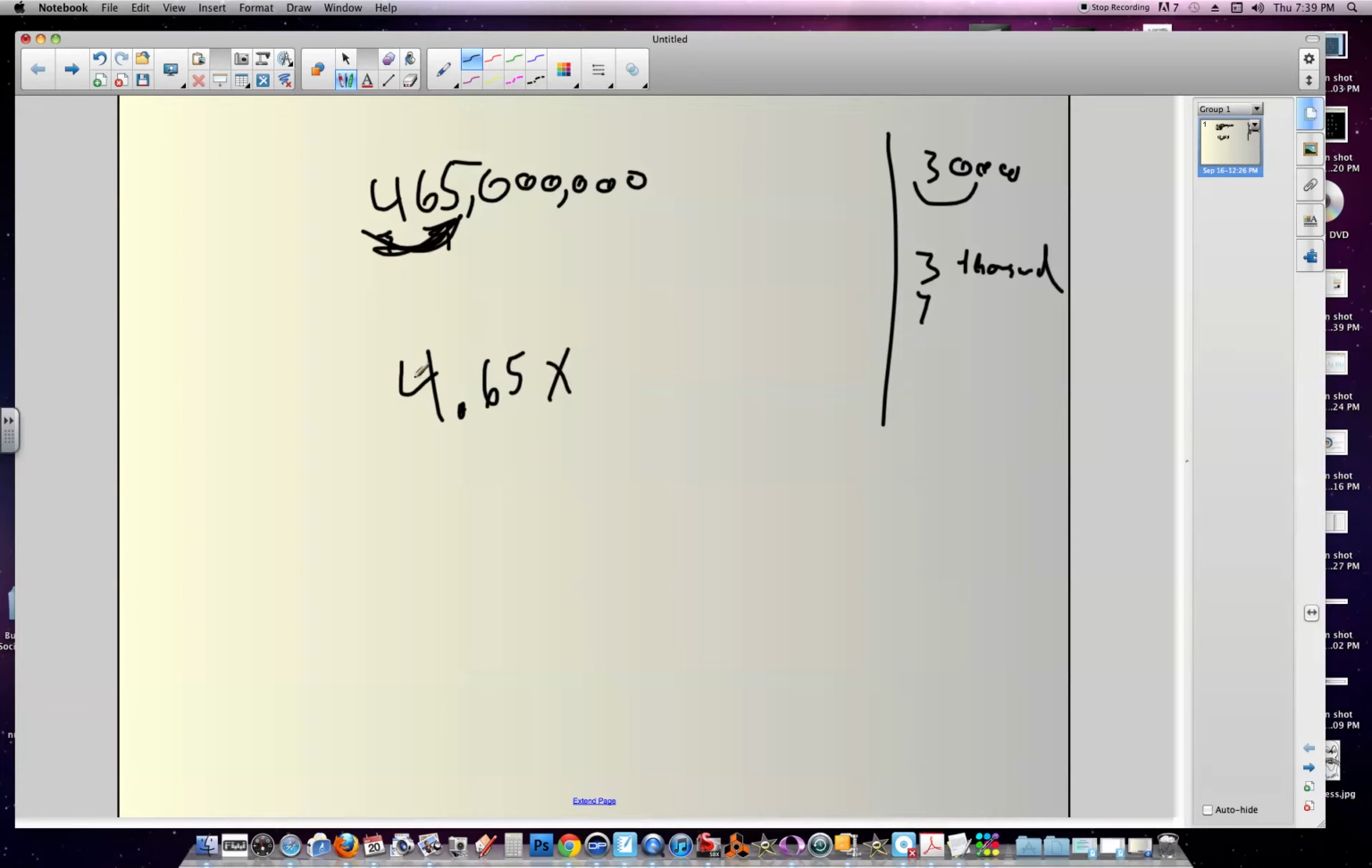We need to figure out, well, what place value is the most significant digit in? Well, the ones place is 10 to the 0. 1, 2, 3, 4, 5, 6, 7, 8. That's in the 10 to the 8th place. So this number put in scientific notation would look like this.